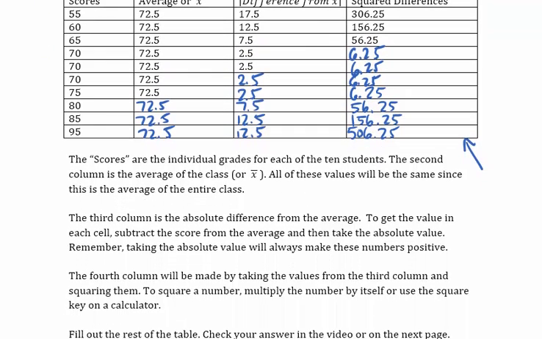Third column is the absolute difference, the absolute value difference from the range. To get the value in each cell, subtract the score from the average, then take the absolute value. And remember that taking the absolute value will always make these numbers positive. The fourth column will be made by taking the values from the third column and squaring them. To square a number, multiply the number by itself or use the square key on your calculator.